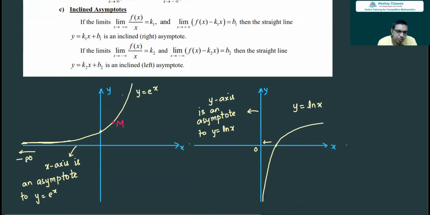M is some variable point on the curve. And this is this line. What is this line? The x-axis is this line. So this is the distance, d. Now, m can move along any branch of the curve.